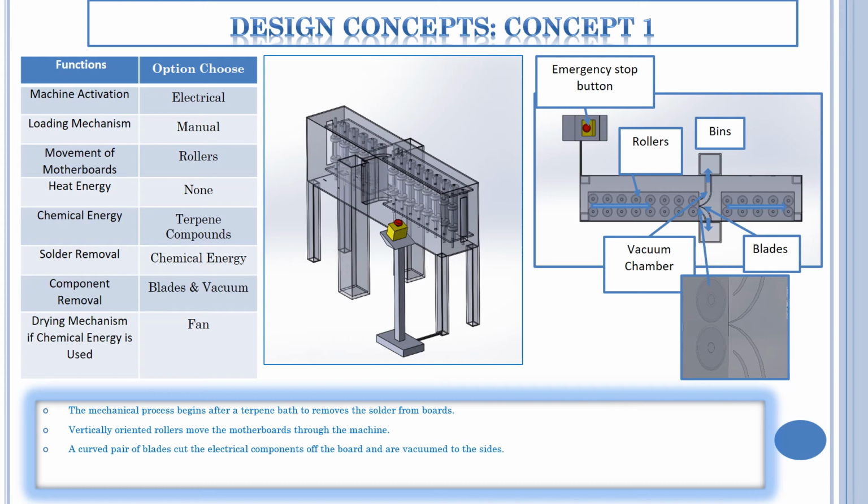As the boards are fed through the machine, the sharp edge of the blades cut the electrical components off the circuit board. The space between the blades allowed the wafer-like PCBs to pass through while collecting the other components. The components are then vacuumed through chambers near the blades and into collecting bins on either side of the machine. These can be detached when necessary. The machine also has an emergency stop in the eventuality that some incident were to occur.